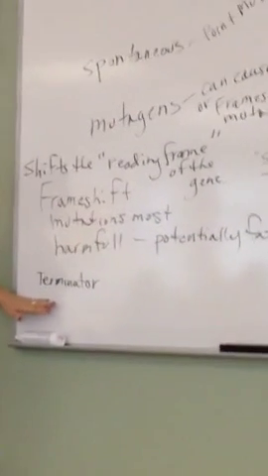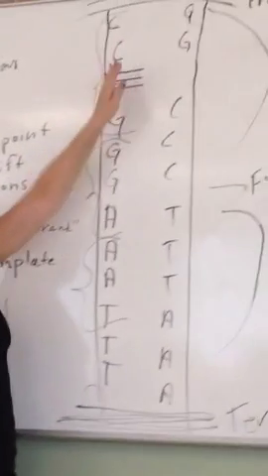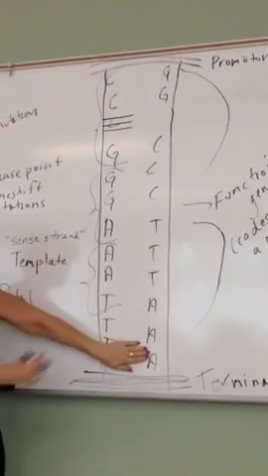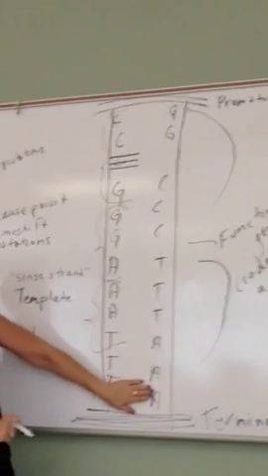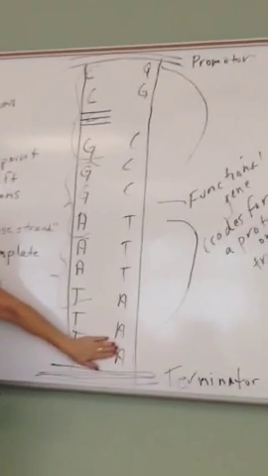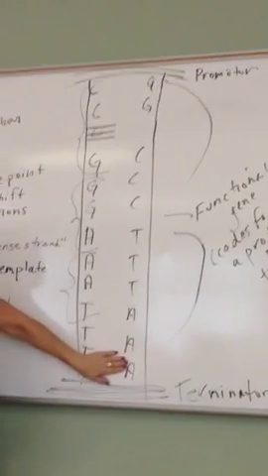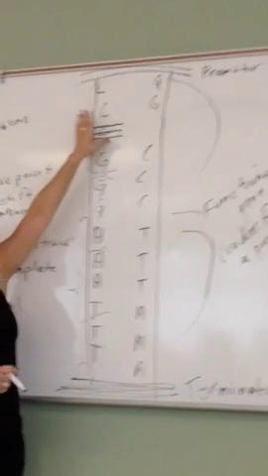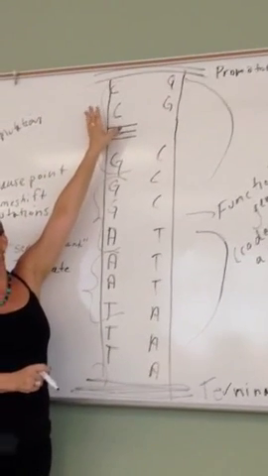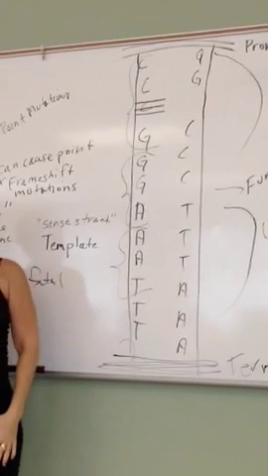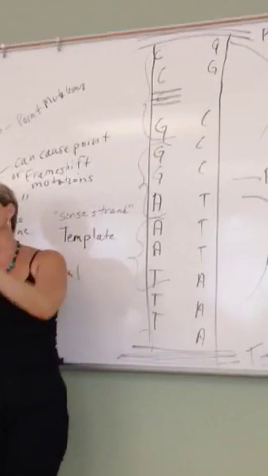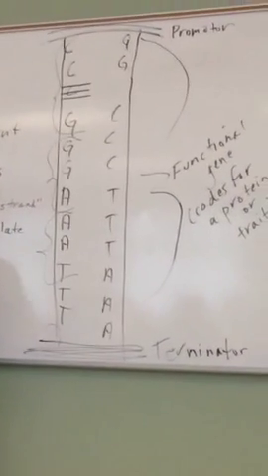Frameshift mutation stopped by the terminator. What if the frameshift mutation didn't happen up here? What if it happened down here? Okay, so maybe I just screwed up the last codon in the DNA, in the gene, right? But if the frameshift mutation is in the beginning of the gene, then you're going to screw up the whole gene. But either way, the terminator stops it. The frameshift mutation stays in the gene.